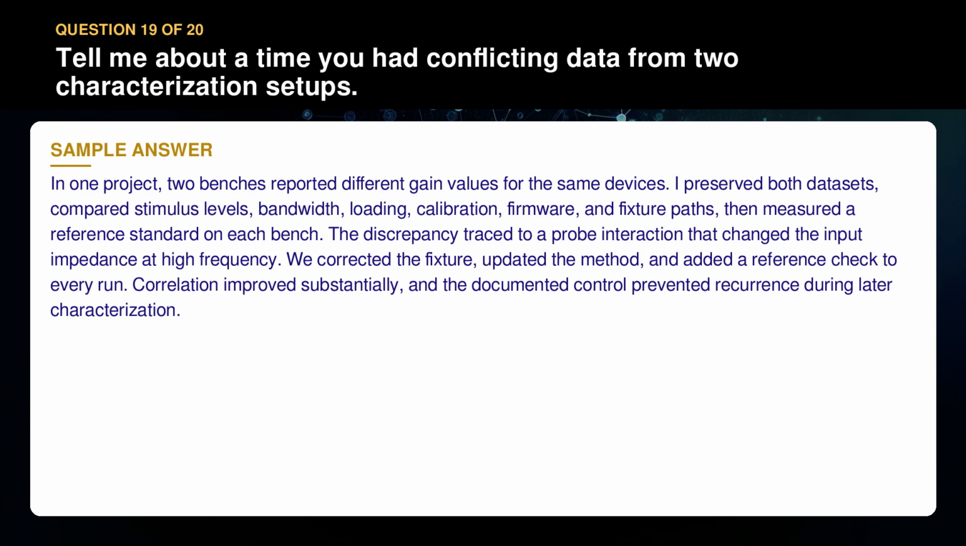The discrepancy traced to a probe interaction that changed the input impedance at high frequency. We corrected the fixture, updated the method, and added a reference check to every run. Correlation improved substantially, and the documented control prevented recurrence during later characterization.